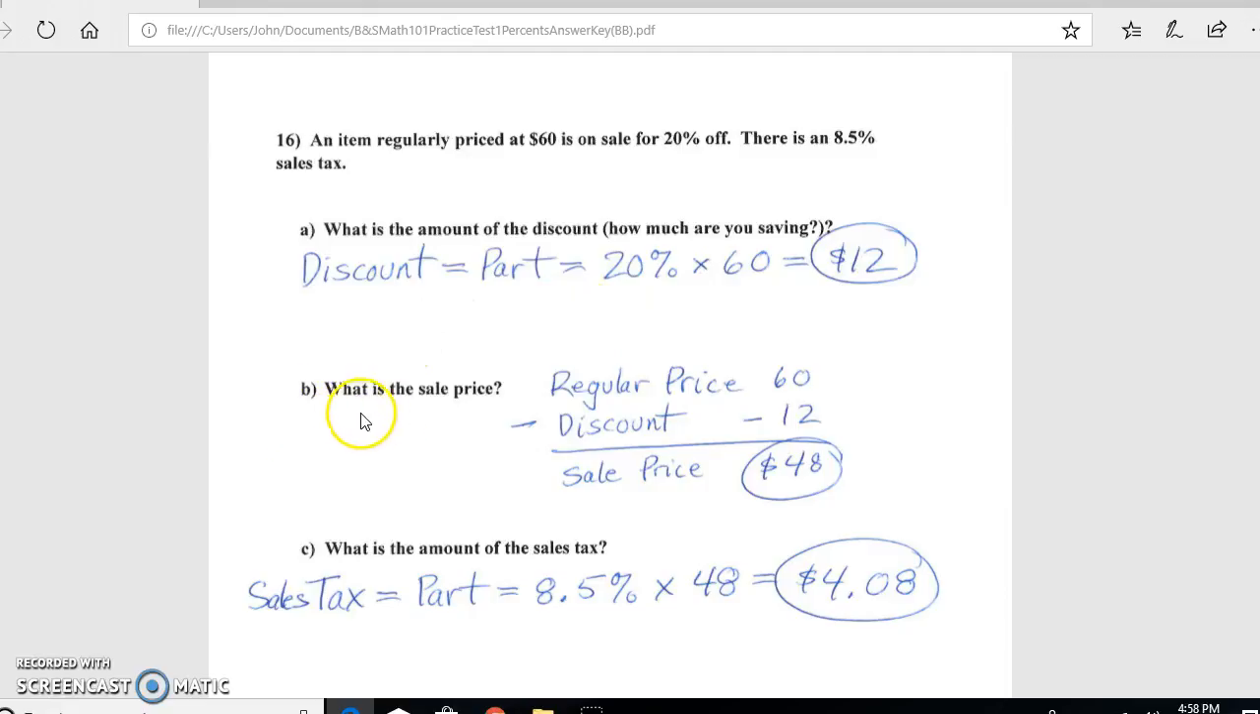Letter B asks us, what is the sale price? So to find the sale price, we're going to subtract the discount from the regular price. The regular price was $60. The discount was $12. And we subtract the 12 from 60. We have $48. That is the sale price.